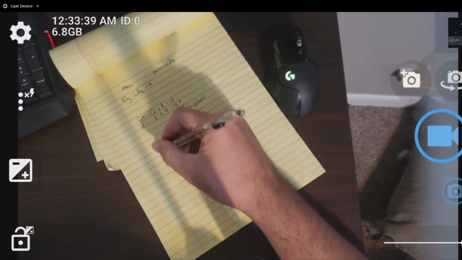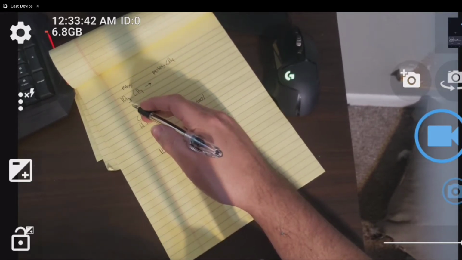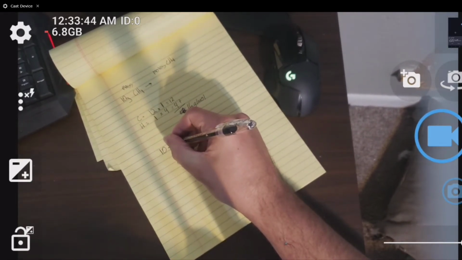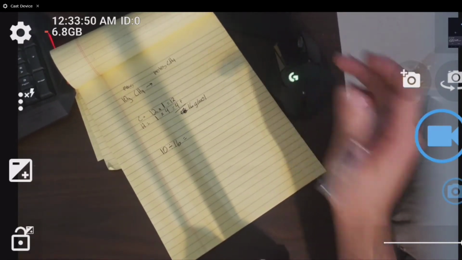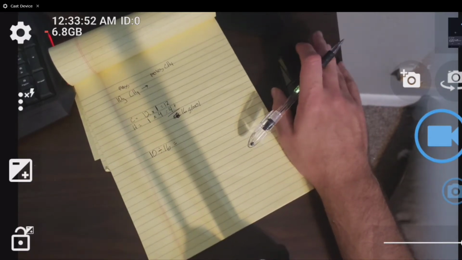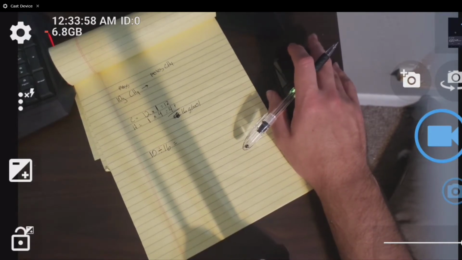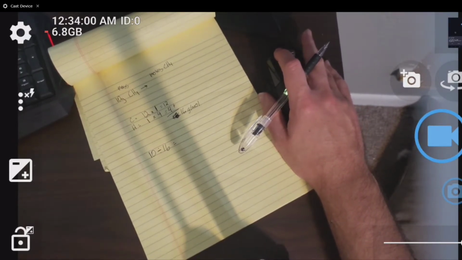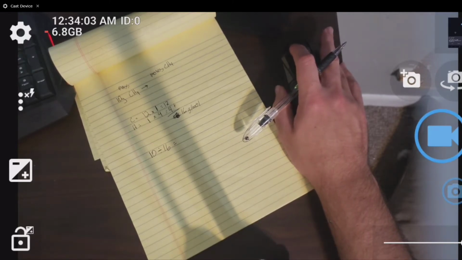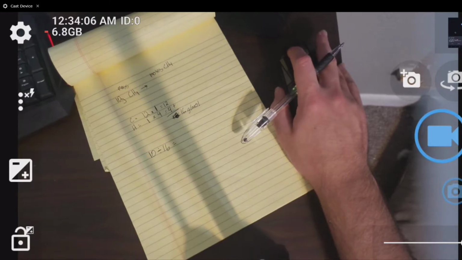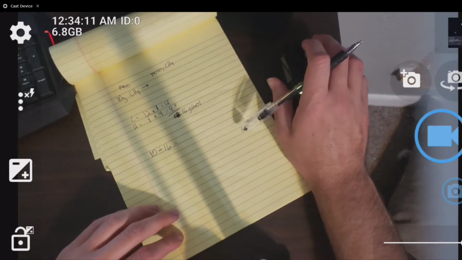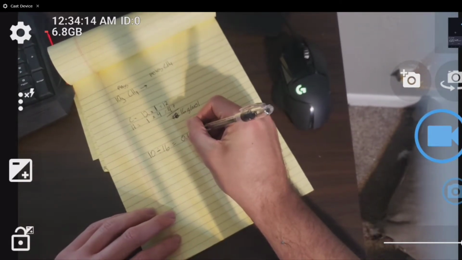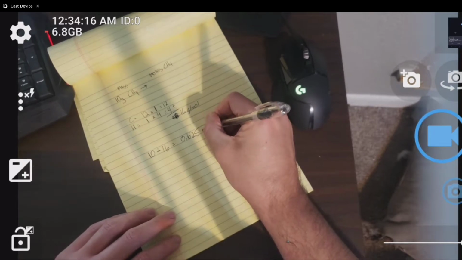All right, so to do that, we're going to take the mass that we were given in the problem, our 10 grams, and divide it by the molar mass that we just found. So 10 divided by 16. I don't know that off the top of my head, so let me pull up a calculator real quick. All right, so 10 divided by 16 comes out as 0.625 moles.